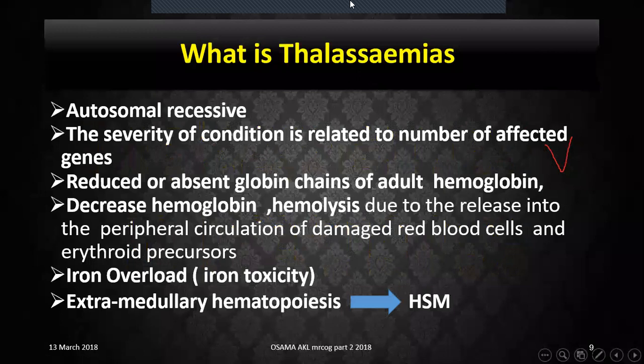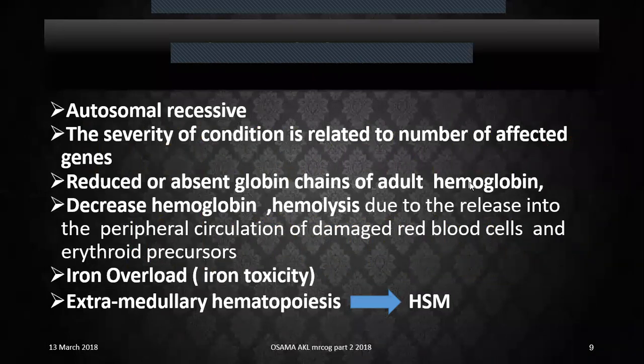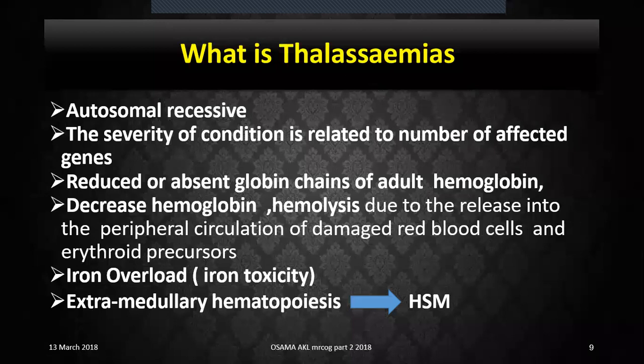So we know now that 2 alpha subunits and 2 beta subunits should be present in the adult person. There are disorders of alpha subunit and there are disorders of beta subunit. That's why we have alpha-thalassemia and beta-thalassemia. Alpha-thalassemia, disorders of alpha chains, and we have two chains, as you know. Beta-thalassemia is disorders or absence, either complete or partial, of beta chains.